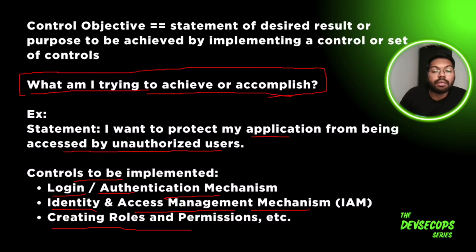And then creating roles and permissions. Now, even if an authorized or authenticated user has entered your application, you need to restrict what they can do. So in order to restrict the level of permissions or the authority of that user, you can create roles and permissions for the user.